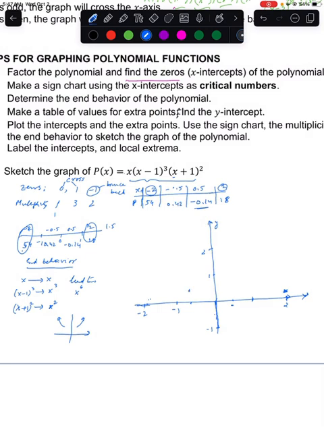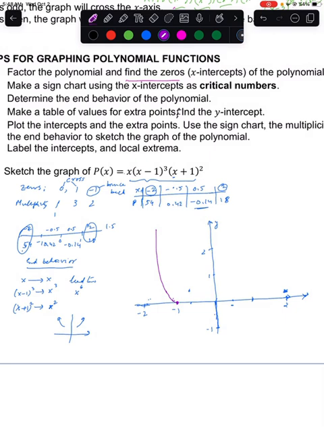So the end behavior shows that we have to come from here and we have to go up there. Okay? So I start from the left. I have to come here at negative 1. Now at negative 1, it will bounce back because of the multiplicity of negative 1 plus 2, so it will bounce back.